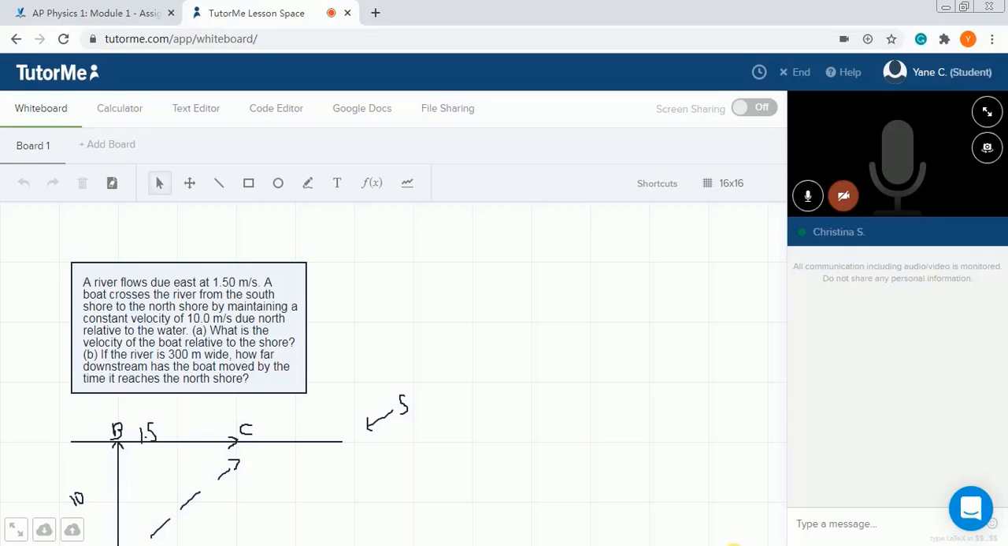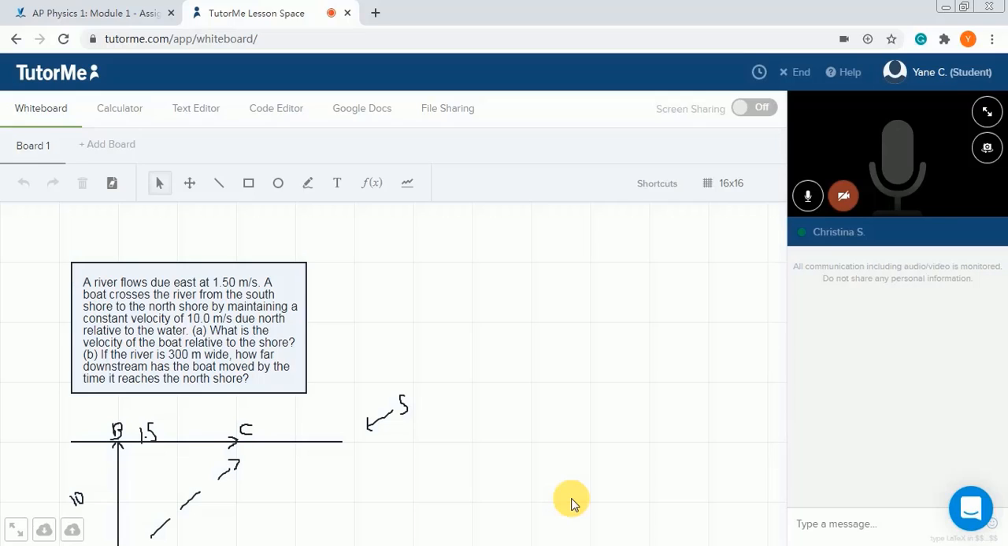Well, with respect, so it's in the i direction, it's going to equal your v boat, like this. So then we can take that and plug in our values: the velocity of the water being 10 meters per second, and the velocity of the boat with respect to the shore being 1.5 meters per second. That should give us the velocity of the boat.